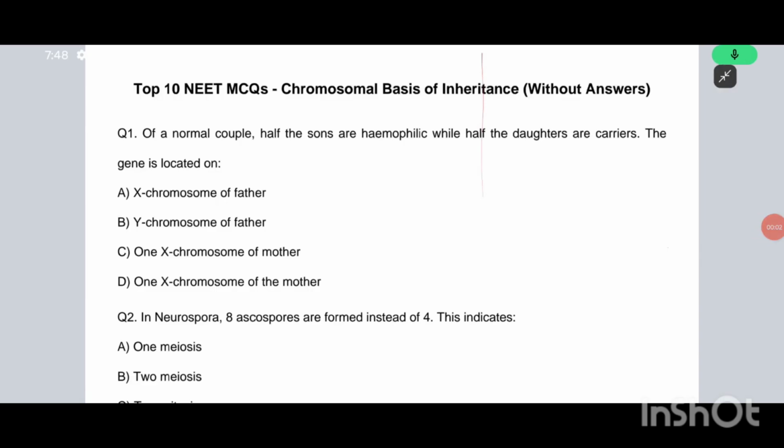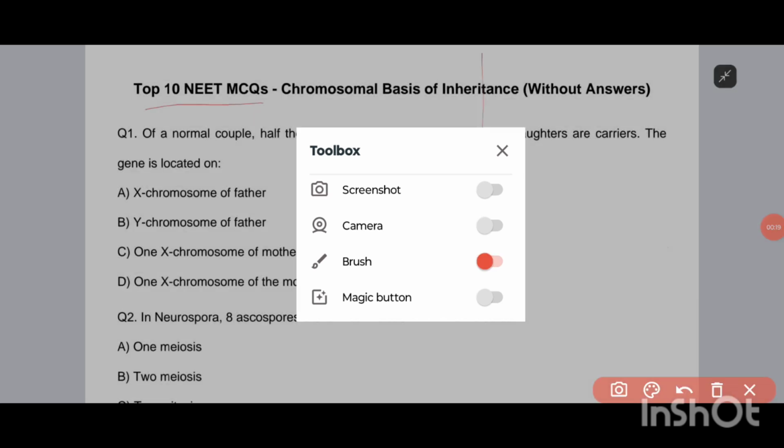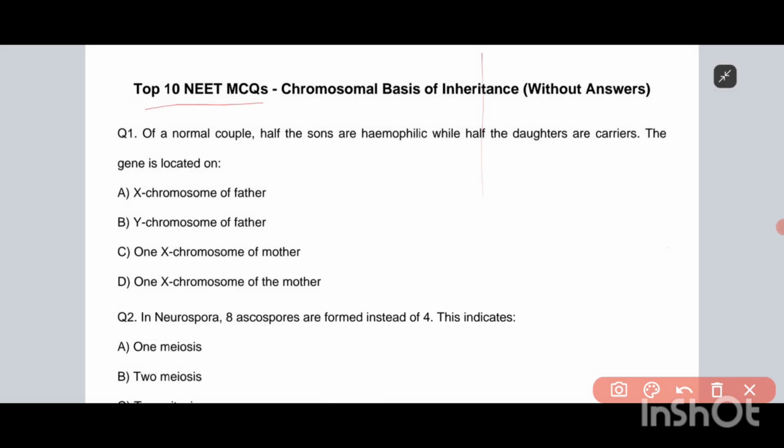In this video, we'll crack the top 10 questions from chromosomal basis of inheritance. Let's go beyond memorization. Let's understand the logic. So, these top 10 MCQs on the topic of chromosomal basis of inheritance have all been asked in different NEET exams. So we first look at the first question.